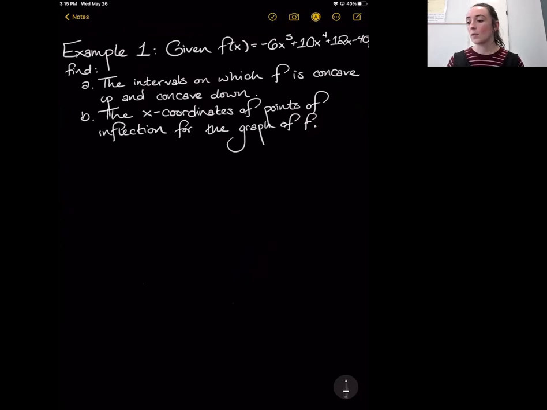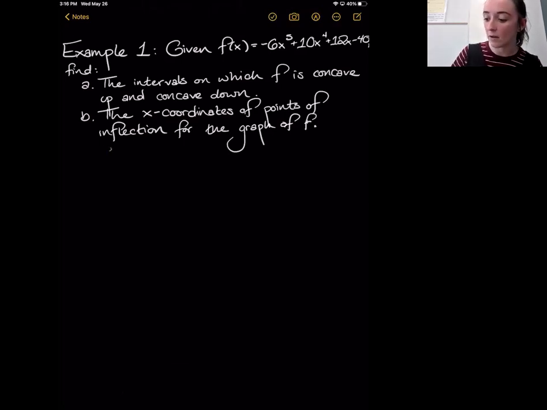Given f of x equals negative 6x to the 5th plus 10x to the 4th plus 12x minus 40, find, first, the intervals on which f is concave up and concave down. What we learned in the Explore is that the second derivative of a function is what tells us about its concavity. So the first thing that we will need to do is calculate the second derivative of this function, which means first we need to figure out the first derivative.